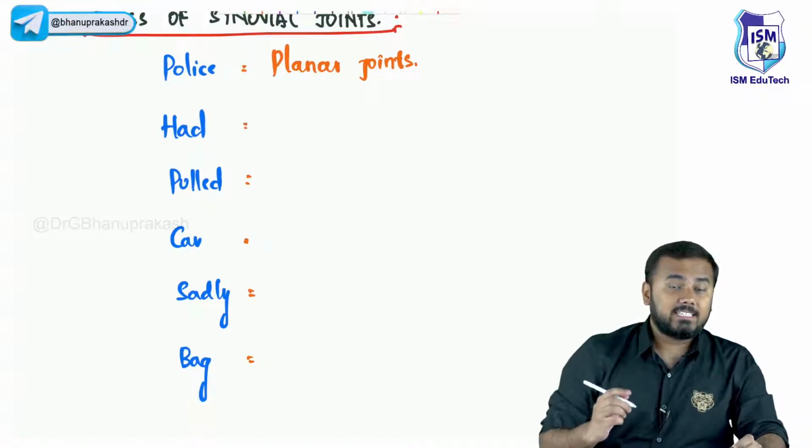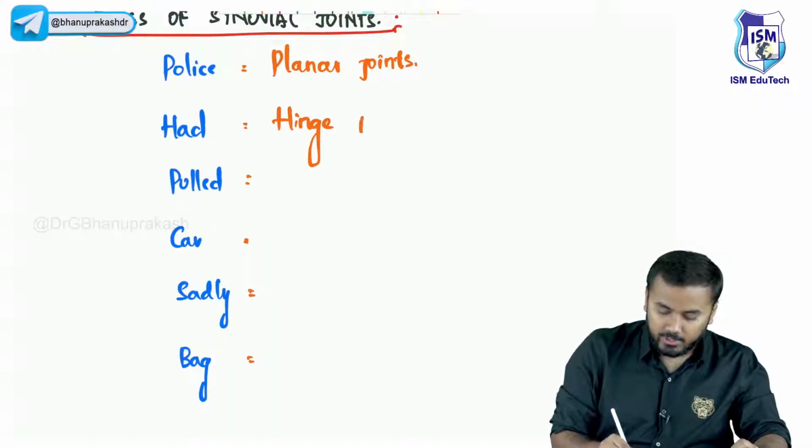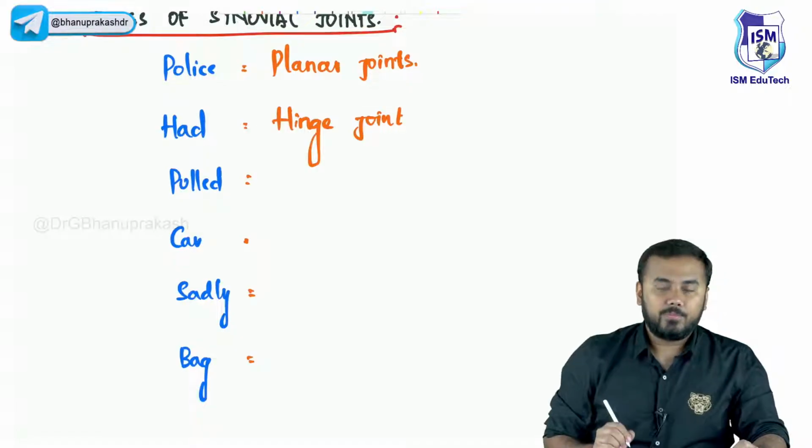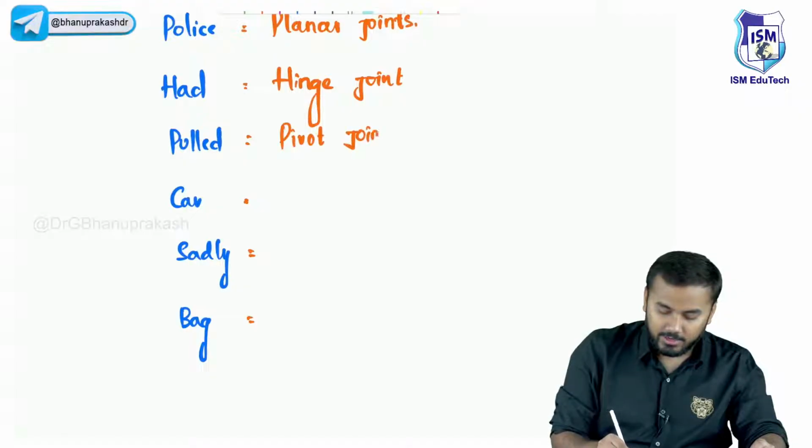And H stands for what? Excellent, very good. H stands for hinge joint. Now, P here comes for pivot joint. Pivot joint.